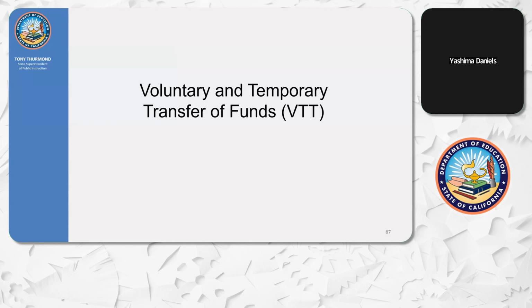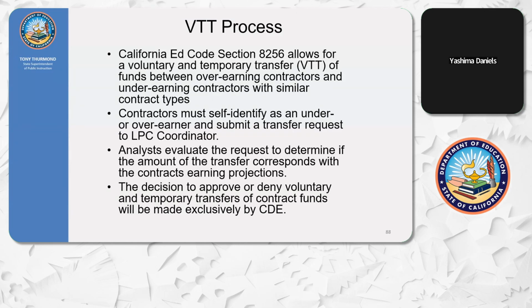That leads us to the second type of transfer, known as the voluntary and temporary transfer of funds, again, the VTT. California Ed Code Section 8256 allows for a voluntary and temporary transfer of funds between over-earning contractors and under-earning contractors with similar contract types. So what that means is an LEA CSPP transferring to another LEA CSPP, or a non-LEA CSPP transferring to another non-LEA CSPP.